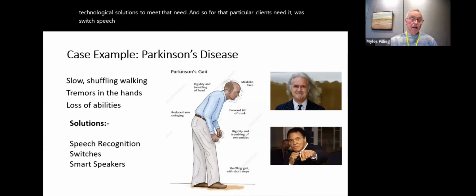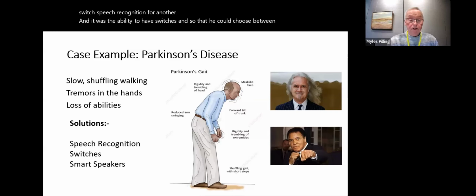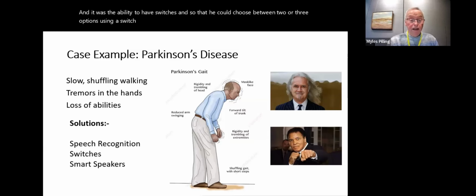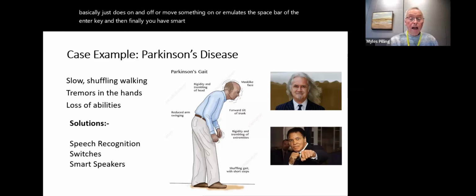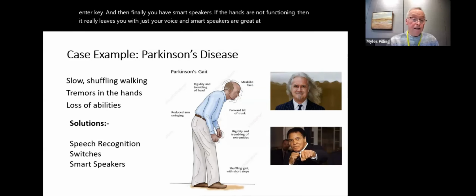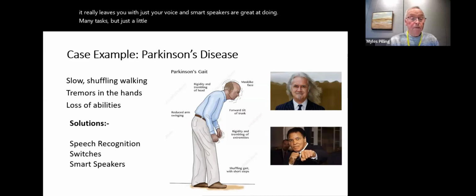For another client, it was the ability to have switches so that he could choose between 2 or 3 options using a switch. A switch is essentially like a light switch, but for a computer, it basically just does on and off or move something on or emulates the spacebar or the enter key. And then finally, you have smart speakers. If the hands are not functioning, then it really leaves you with just your voice. And smart speakers are great at doing many tasks. But just a little caveat about smart speakers, they often don't do emails. And that is something that is really important.